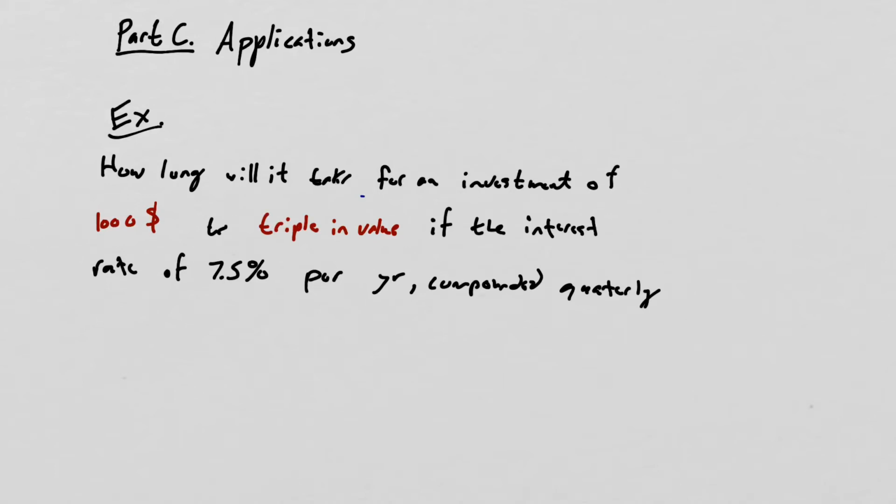Let's look at one application of logarithmic and exponential equations using compound interest. So in this example here, we want to see how long it's going to take for an investment of $1,000 to triple in value if the interest rate is 7.5% per year and it's going to be compounded quarterly.